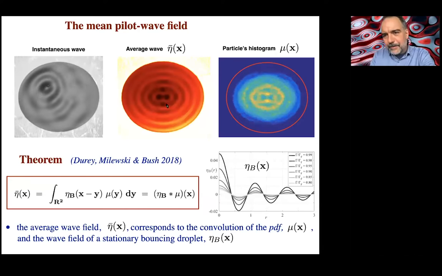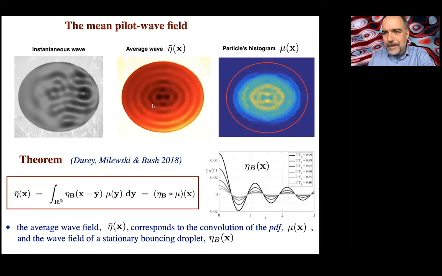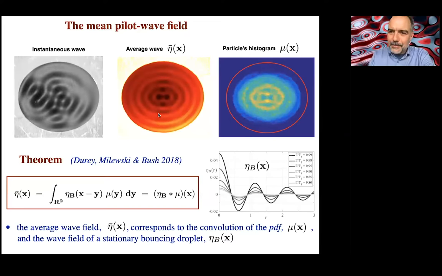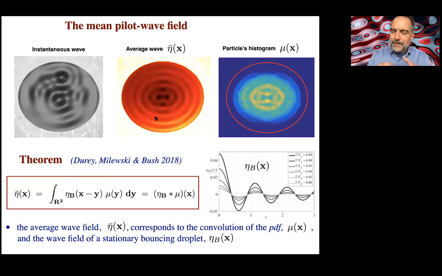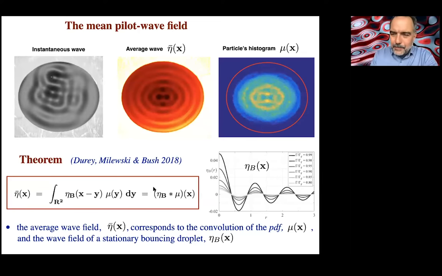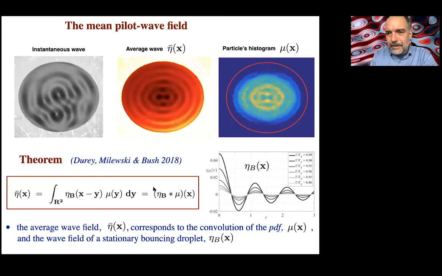But notice that this is a funny thing, this average wave field, right? It's a wave field whose form depends on the statistics of the drop. So you have a particle whose dynamics is being affected by its statistics. And we'll see that this harkens back to some notions in quantum mechanics, in particular in Bohmian mechanics.